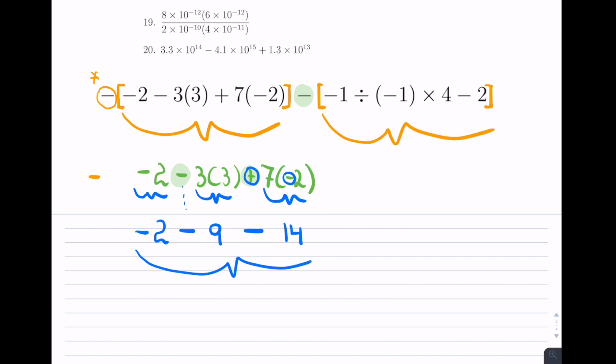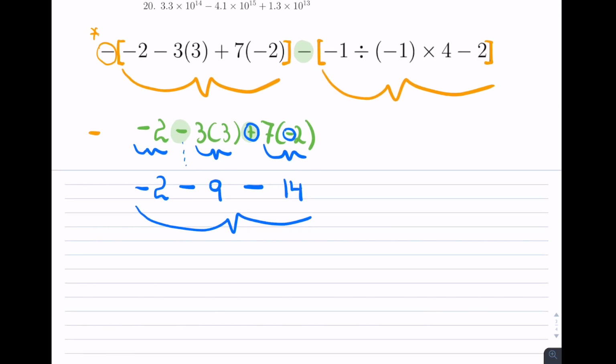I'm almost done. Now I can subtract these, and again, I start from left to right. Negative 2 minus 9 is negative 11. Minus 14 is, so we're adding our debt. So 11 plus 14, but it will be negative. And that's 25. That completes everything I had in this factor here.